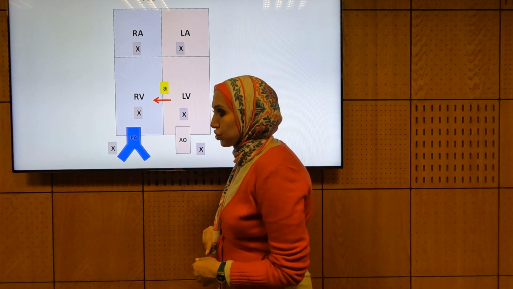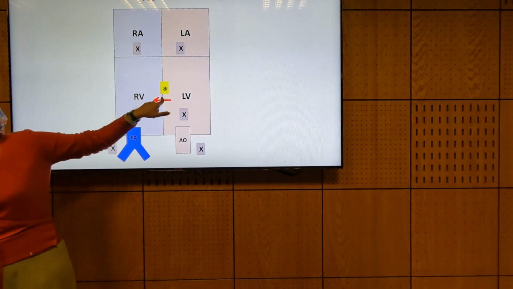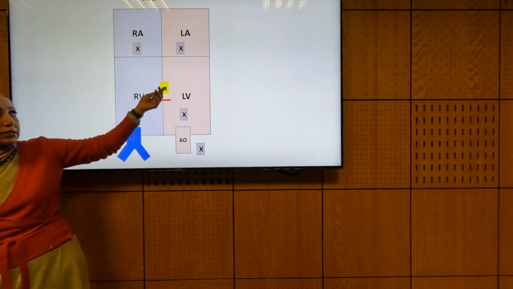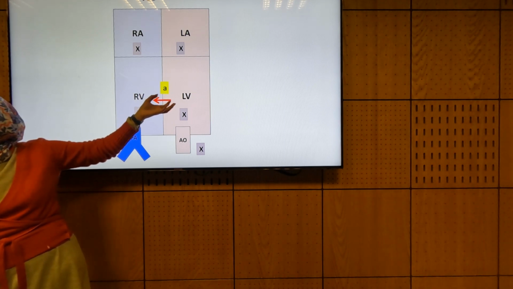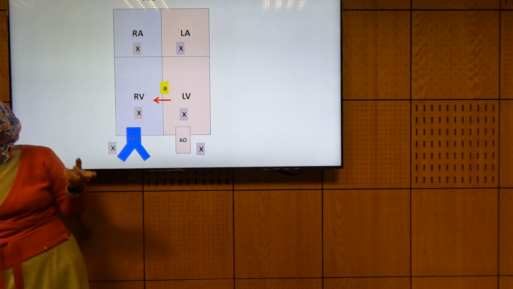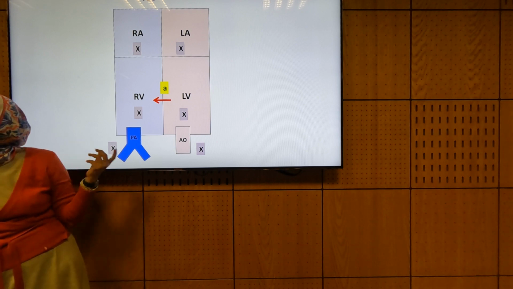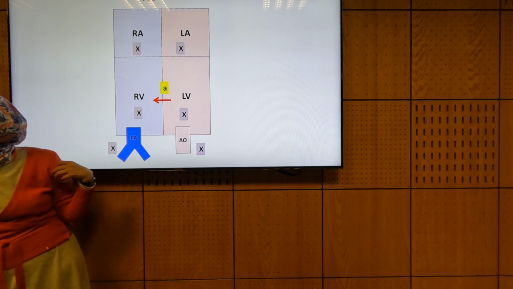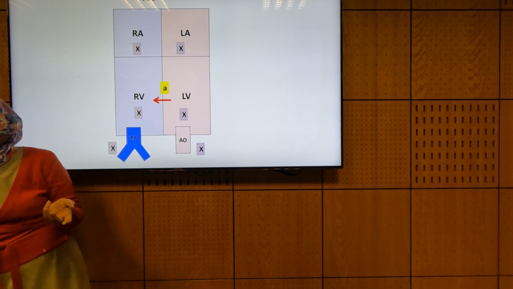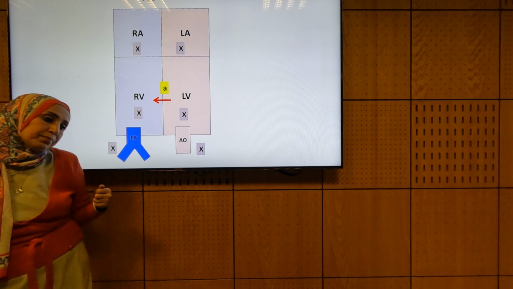Exactly. Now we have a shunt of a VSD. That extra amount, shown in yellow, will go from the left ventricle to the right ventricle in systole, not in diastole, because the pressure between the LV and the RV will be significantly high in systole, but almost the same during diastole.